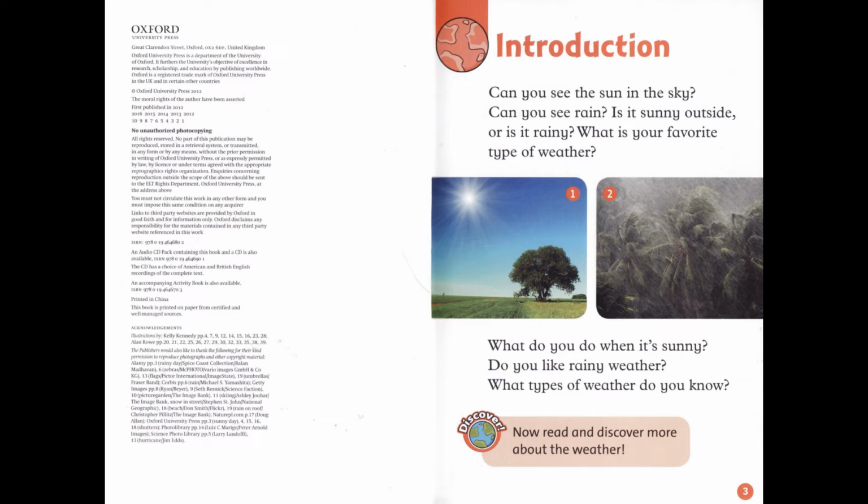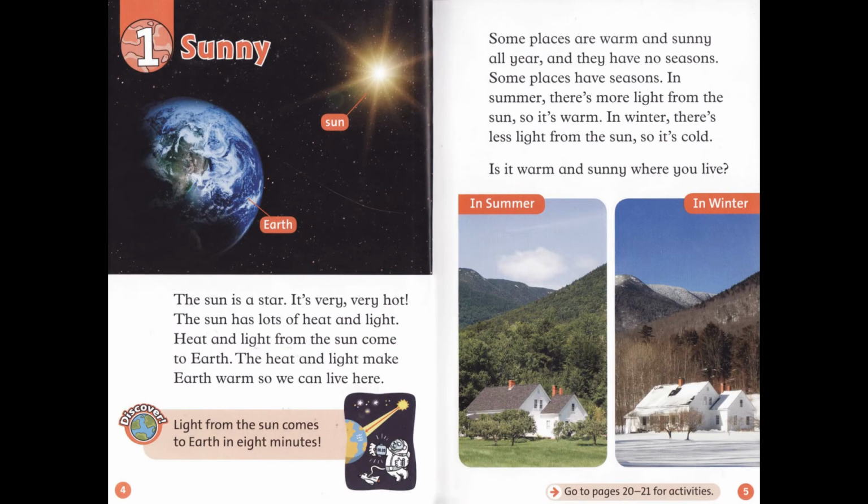Chapter 1. Sunny. The sun is a star. It's very, very hot. The sun has lots of heat and light. Heat and light from the sun come to Earth. The heat and light make Earth warm, so we can live here. Discover. Light from the sun comes to Earth in 8 minutes.